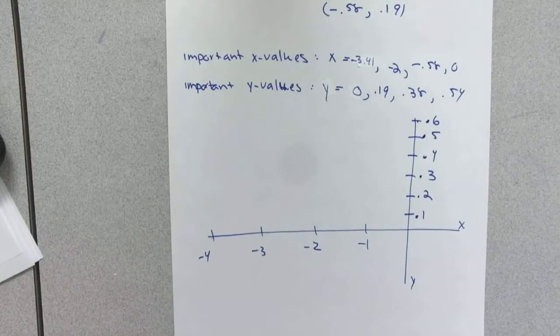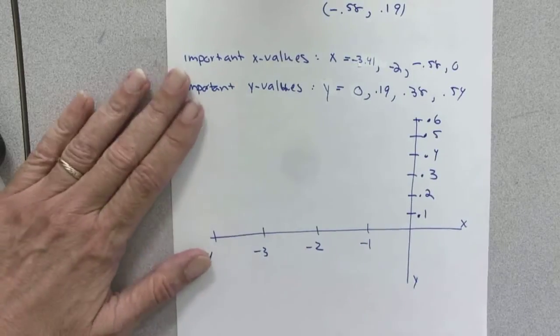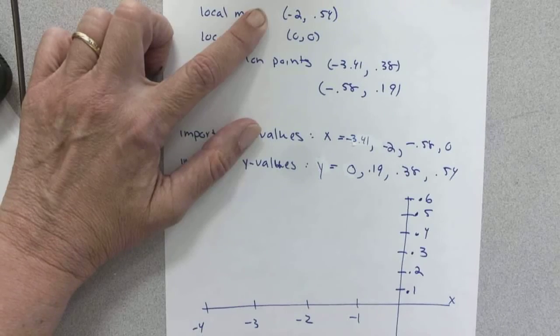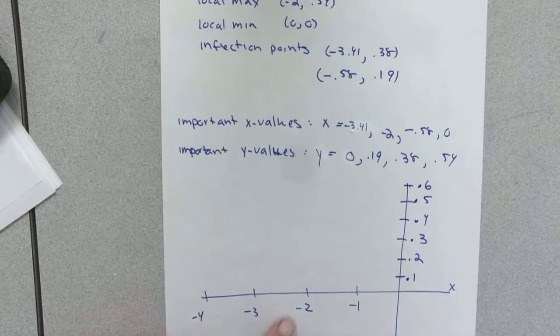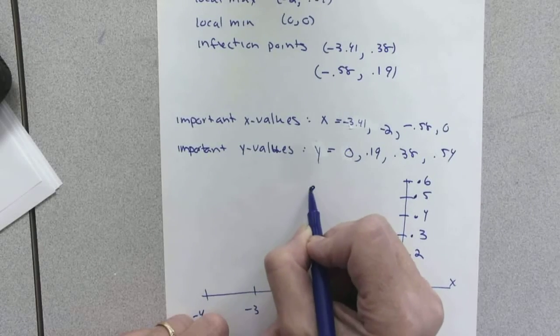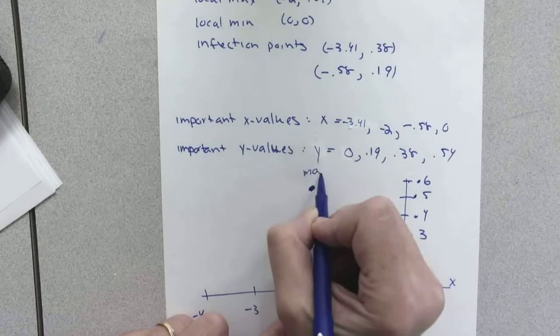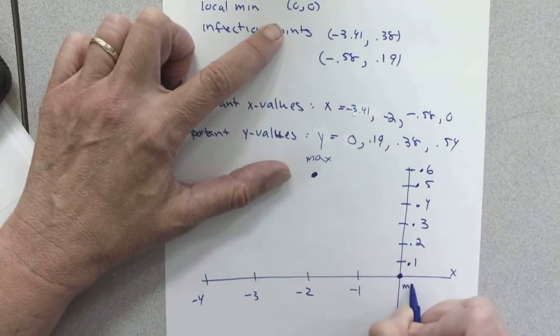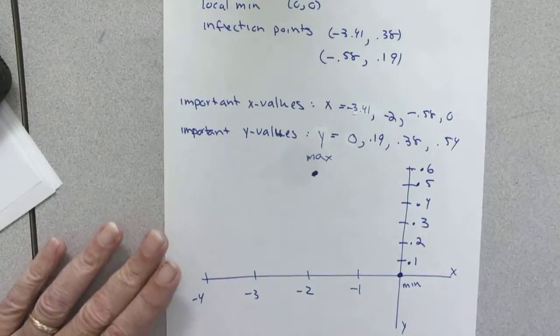And so I think very carefully about what my axes should look like. What will be the best representation of my data? And that will be a good representation of my data. Now let's plot the points. We had -2.54 was a local max. So -2.54, maybe right about there. It's a max. 0, 0, that was a minimum.